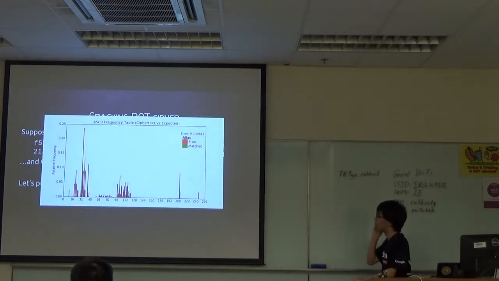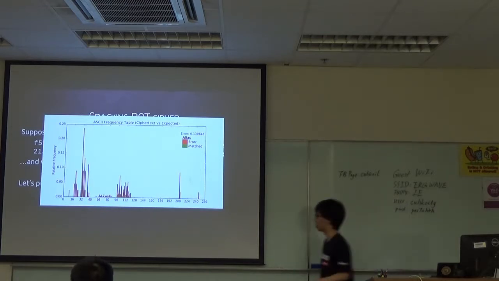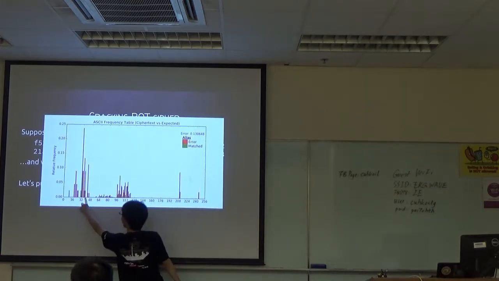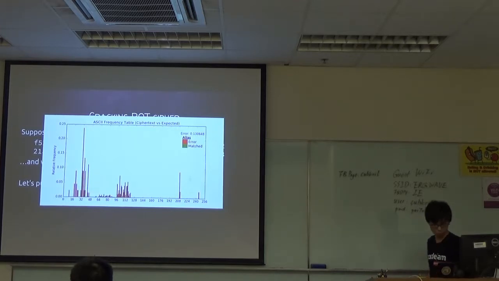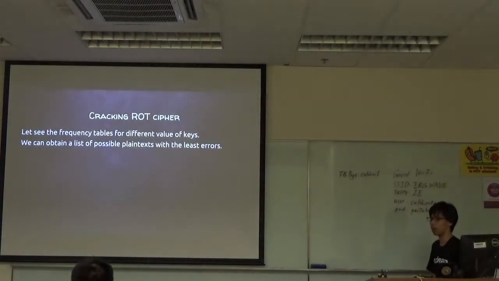Here we can see the green parts, which are almost impossible to find, or we can see 1 or 2 here and here, but this is too small. In the frequency tables, the red parts are the errors, and the green parts are the matched parts. So if the key is correct, the area of the red parts should be minimized. What we can do is exhaust the keys one by one and see what happens. Okay, let's see an animation.